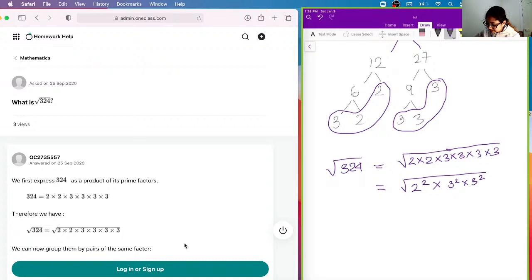Okay. And so in this case, you can see that the squares would get cancelled out by the square root. And so you're just left with 2 times 3 times 3. If we further evaluate this, 2 times 3 is 6. 6 times 3 is 18. And so the square root of 324 is equal to 18.